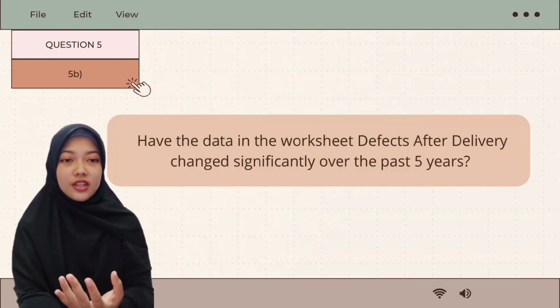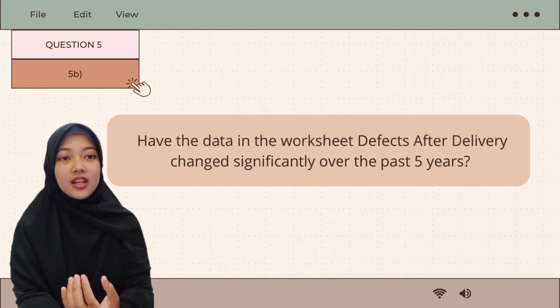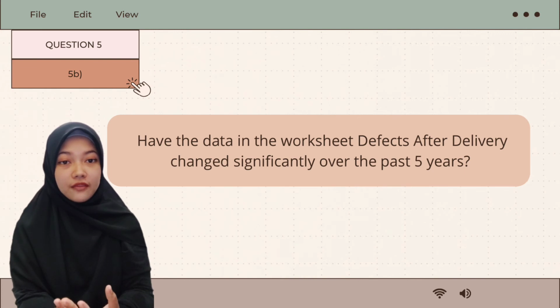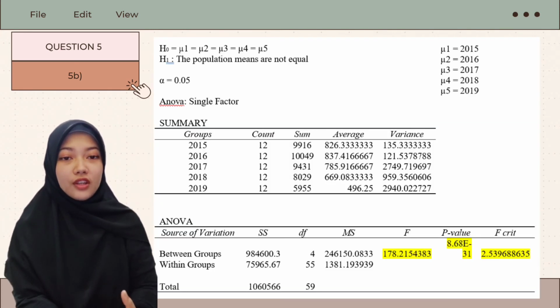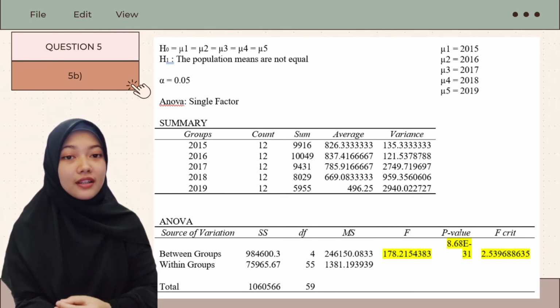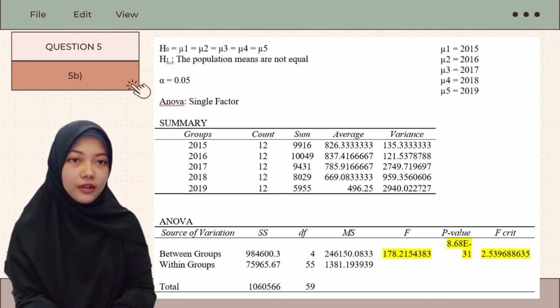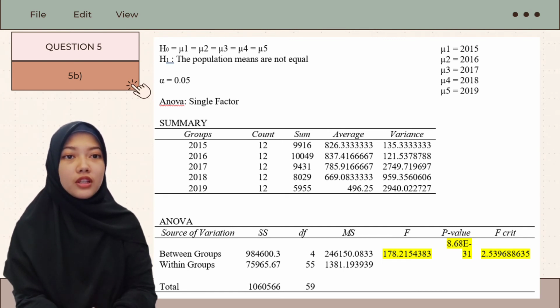So the 5B question is, have the data in the worksheet, defects after delivery, changed significantly over the past 5 years? So let's see. For question B, we use the same method as question 5A, and the null hypothesis also means mean 1 equals mean 2 equals mean 3 equals mean 4 and then equals mean 5, and the alternative hypothesis, which is H1, is that the population means are not equal.